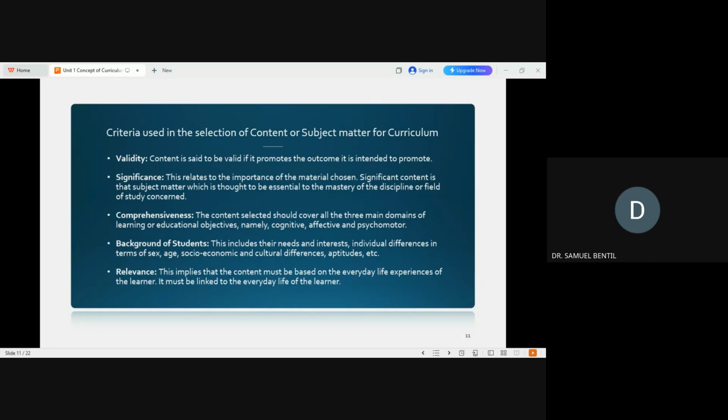So when we talk of the comprehensiveness criteria, we have the view that the subject matter or content selected must be able to develop the learner in their entirety in terms of the various domains of learning, or the educational objectives of the learner. Here we are talking about the cognitive domain of the learner must be developed, the affective and the psychomotor must be developed. And that's what we mean by comprehensiveness. Then we have what we call the background of the student's criteria.